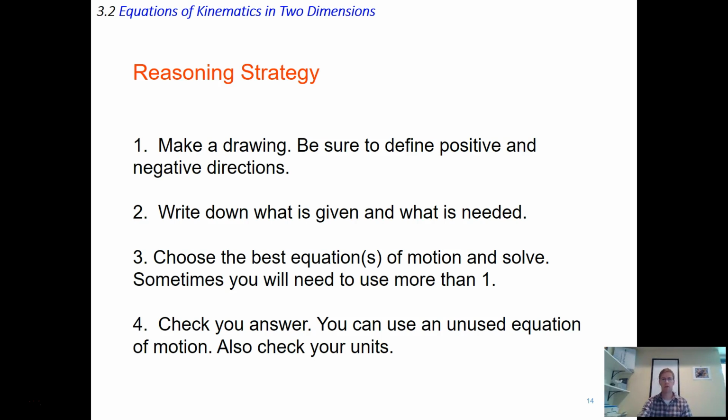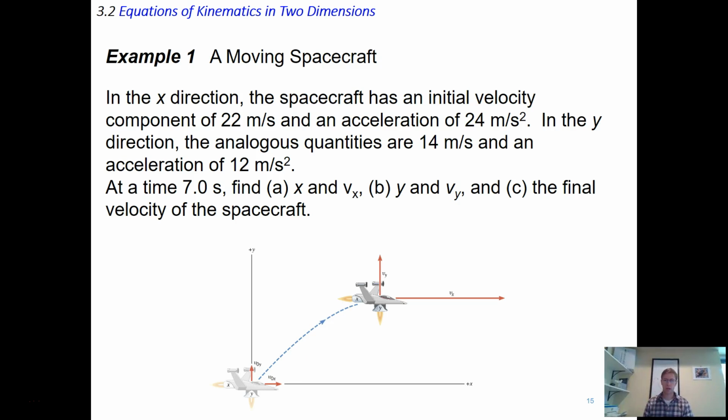All right, so I want to just do one quick example with you all, and then we will continue this in the second half of the video where we jump into projectile motion as a whole other category of problems. So here we have a spacecraft. We're given initial velocity and acceleration in the x direction. We're given those in the y direction as well.